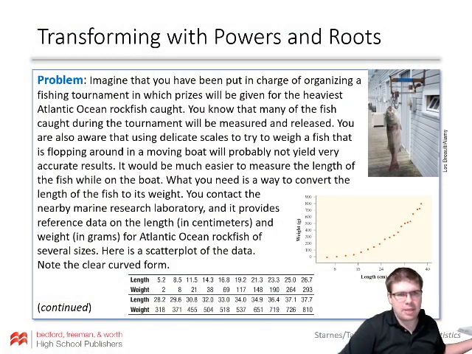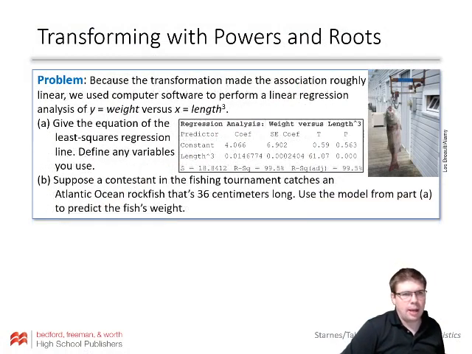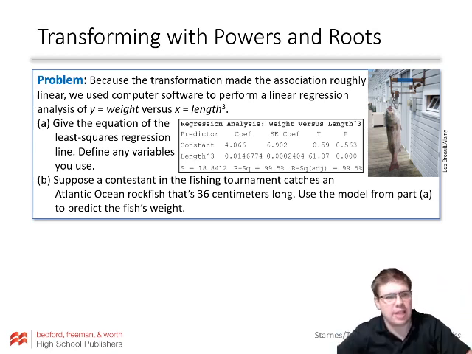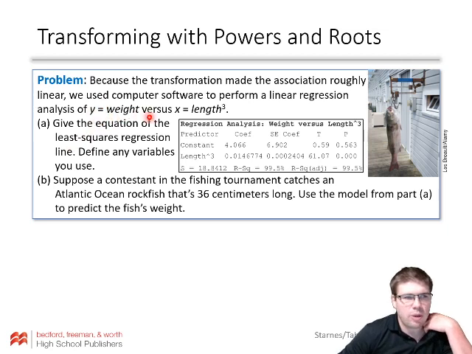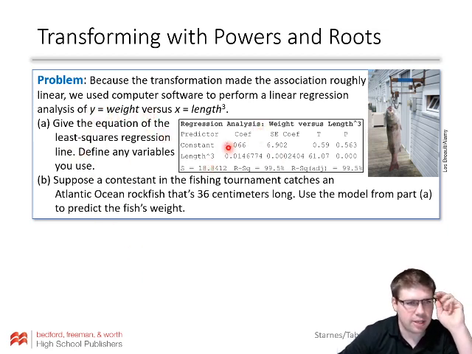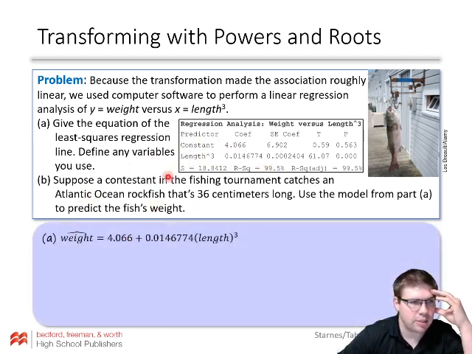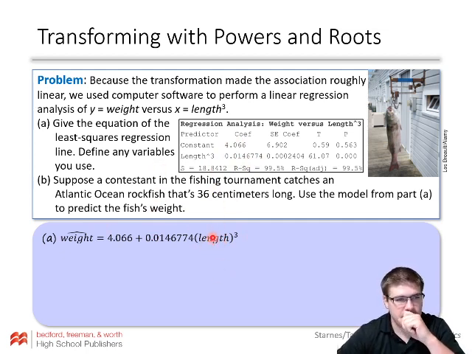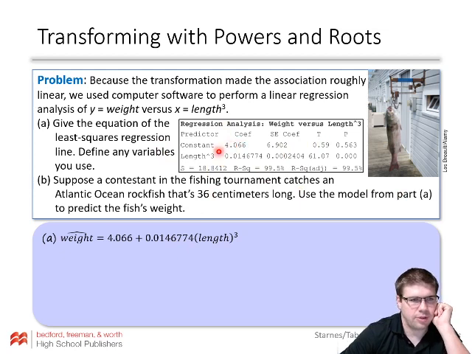Because the transformation made the association roughly linear, we used computer software to perform a linear regression analysis of y equals weight versus x equals length cubed. Give the equation of the least squares regression line. We have our coefficient on length cubed, and then we were predicting weight, and then we had our y-intercept and so on. So we can create that equation, and predicted weight is equal to 4.066 plus 0.0146 times length cubed. Notice that we actually end up having a nonlinear relationship, but we used linear regression to figure that out.